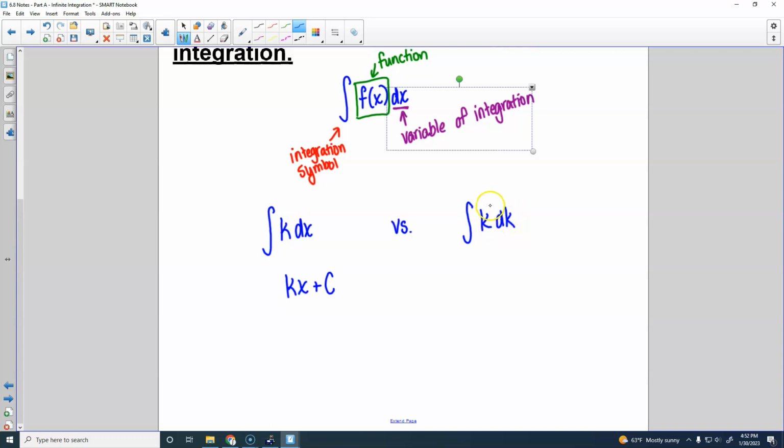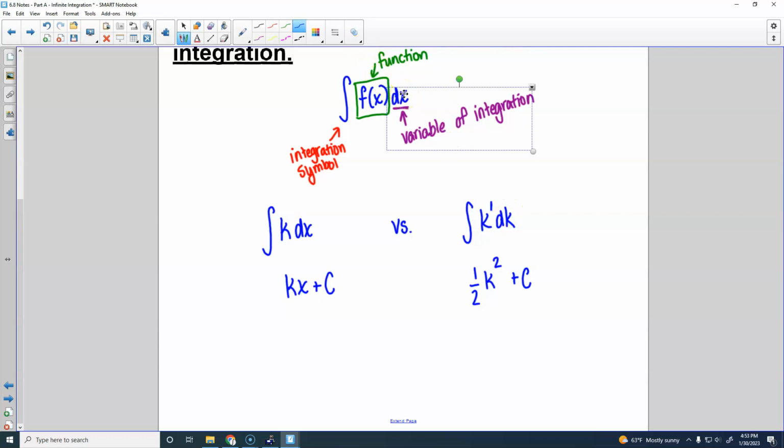However, if I have k dk, this means k is my variable of integration. So k is not a constant. k is like k to the first power. And I would need to raise my exponent by 1. So that would give me 2 there. And I would need to divide the coefficient out front by that exponent, which will give me 1/2. And then just like the others, I'll put the plus c over here on the end. So you can see the difference in having a dx and a dk there. So it is important for it to be there.